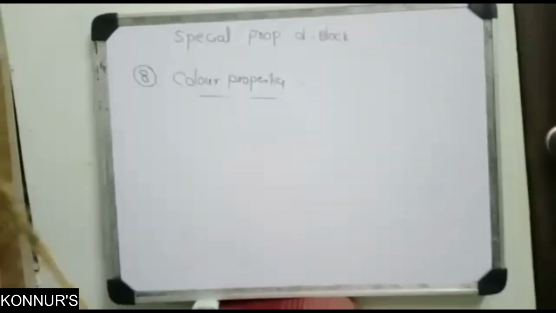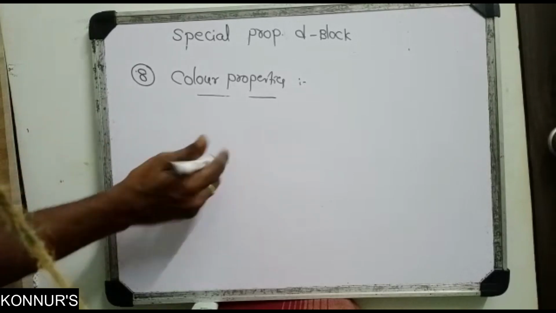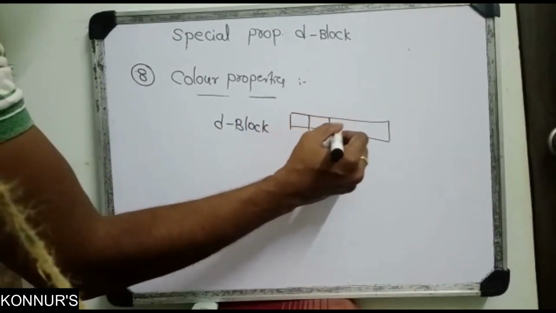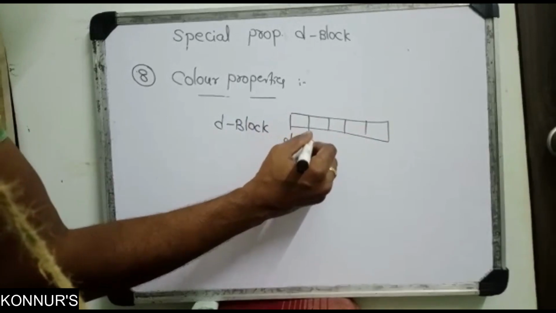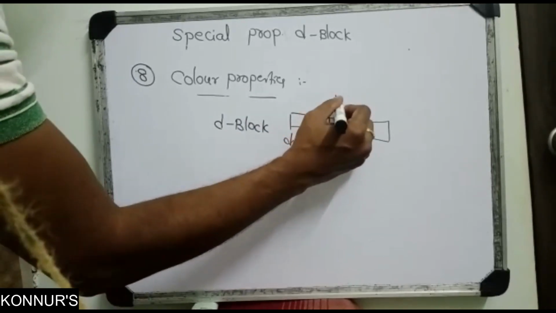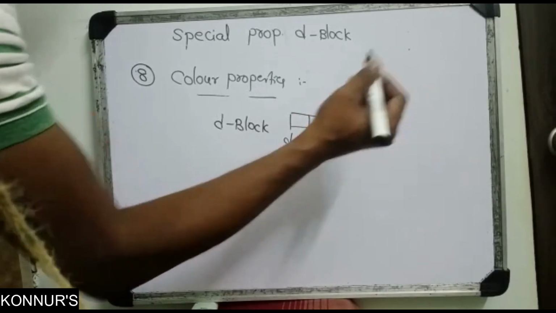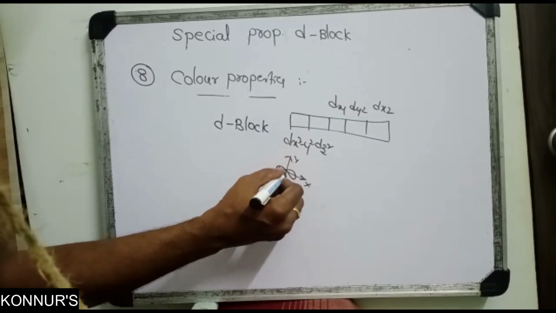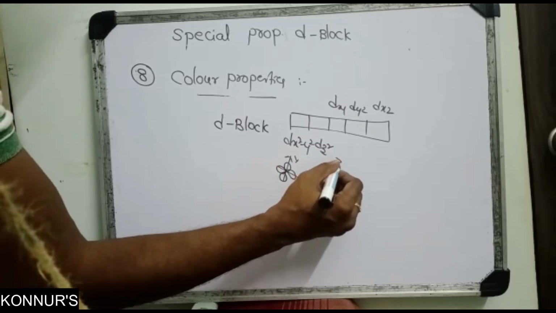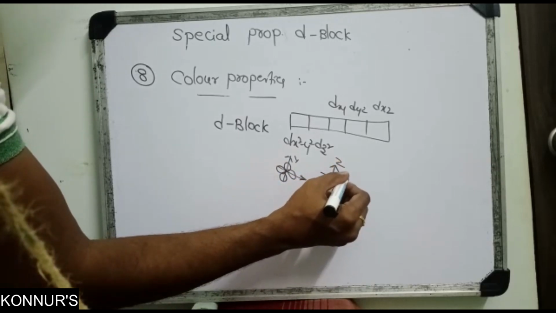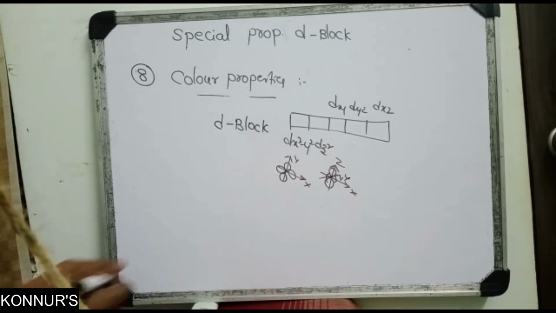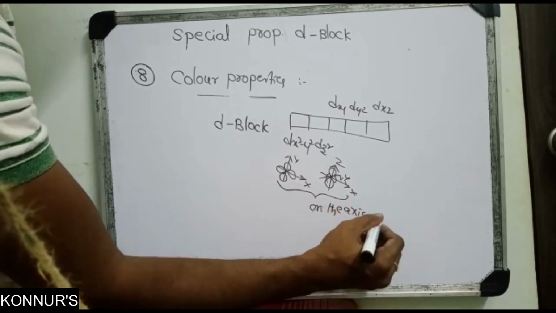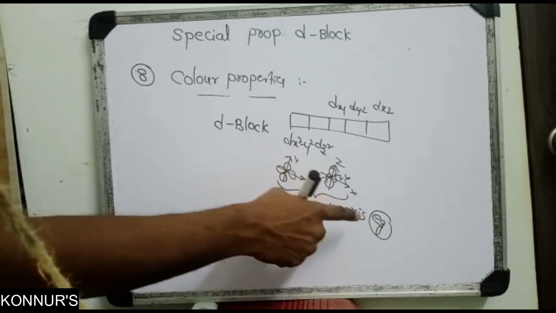if you see our d-block elements, they have 5 d orbitals. In these 5 orbitals, we have dx² minus y², dz², next dxy, dyz, dxz. Take x² minus y²: it is present on the axis. Next, dz²: it lies along the z axis only. These two are present on the axis, and they are called eg orbitals, meaning doubly degenerate orbitals.